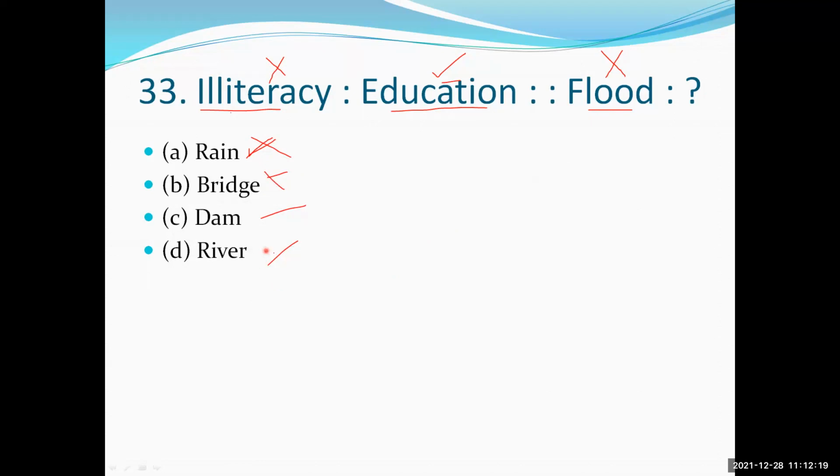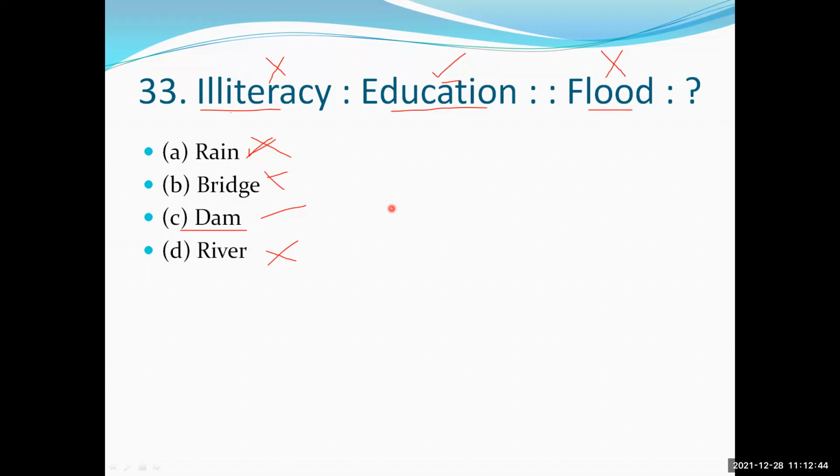It does not sound good. If we try to ask like this, if there is a dam, in that case, there is no flood. Or up to a certain extent, a dam will help to control the flood. So therefore, you can go for option C, that is dam. If there is a dam, there is no flood. We can take it like this. So option C is going to be the answer for this question.